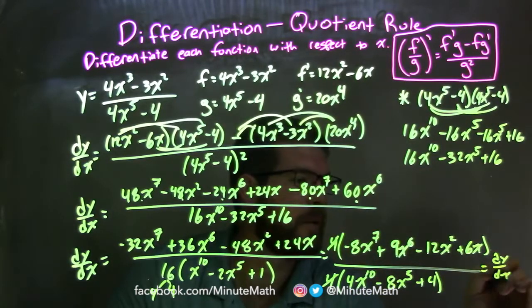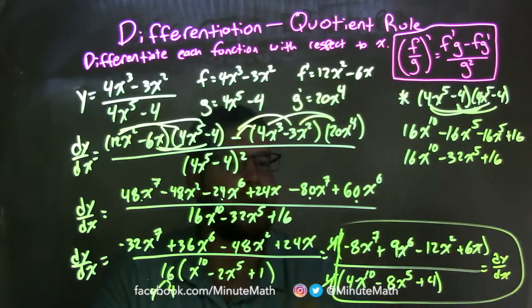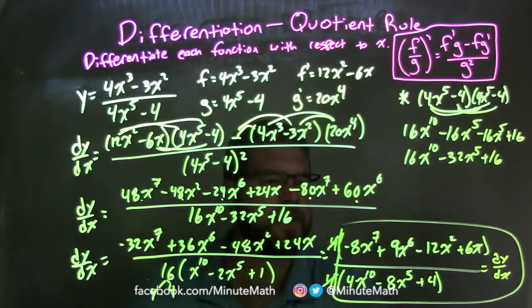I'm running out of room, so I'm going to leave it like that. And there we have it. We have this part here is my final answer. Negative 8x to the 7th plus 9x to the 6th minus 12x squared plus 6x all over 4x to the 10th minus 8x to the 5th plus 4.